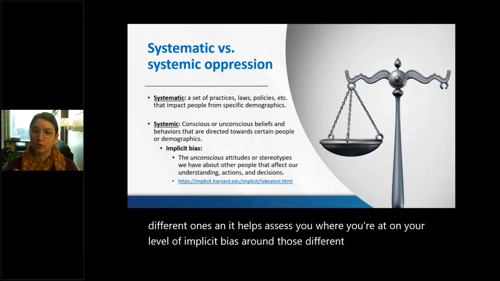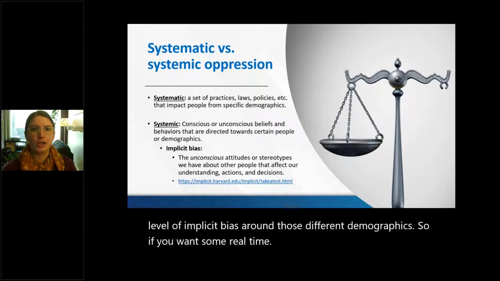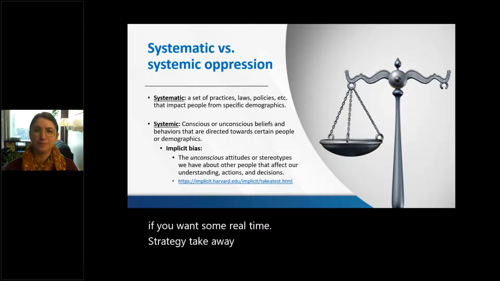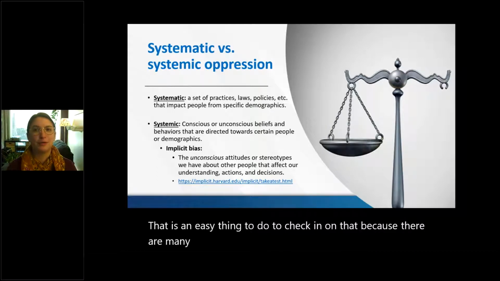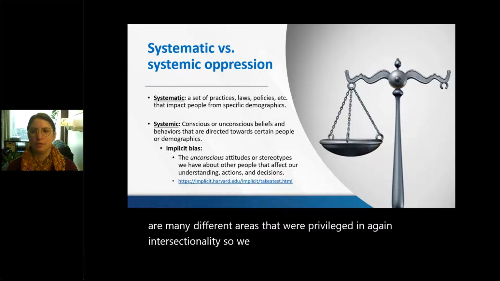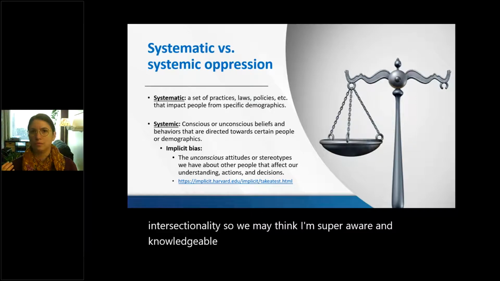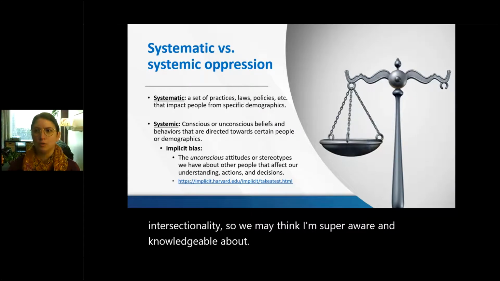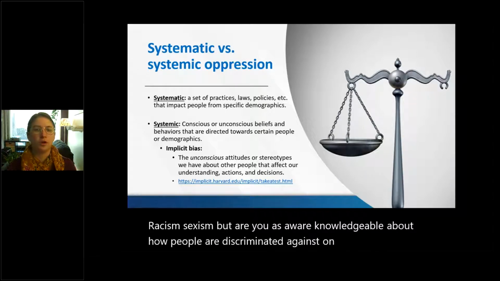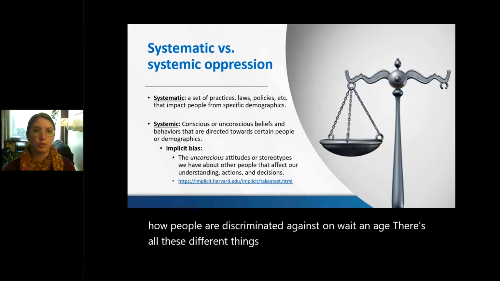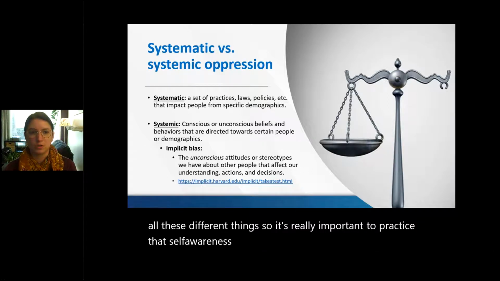So if you want some real-time strategy, takeaway suggestion, what can I do next? That is an easy thing to do, to check in on that, because there are many different areas that we're privileged in. Again, intersectionality. So we may think, I'm super aware and knowledgeable about racism, sexism, but are you as aware and knowledgeable about how people are discriminated against on weight, on age? There's all these different things. So it's really important to practice that self-awareness, and that is one resource to do that.